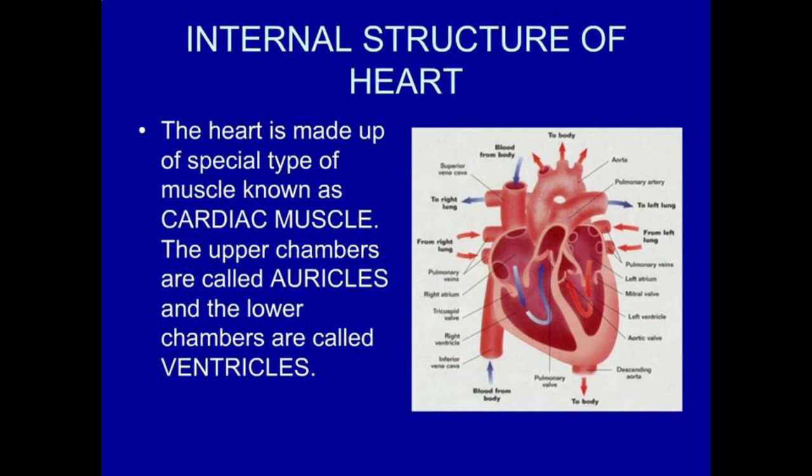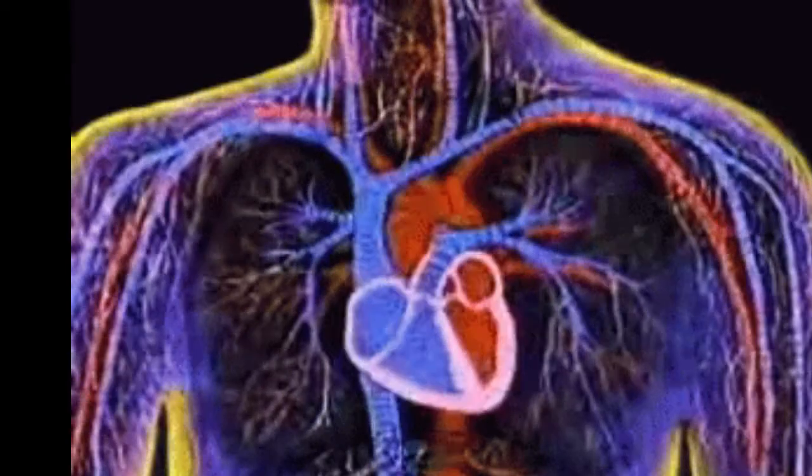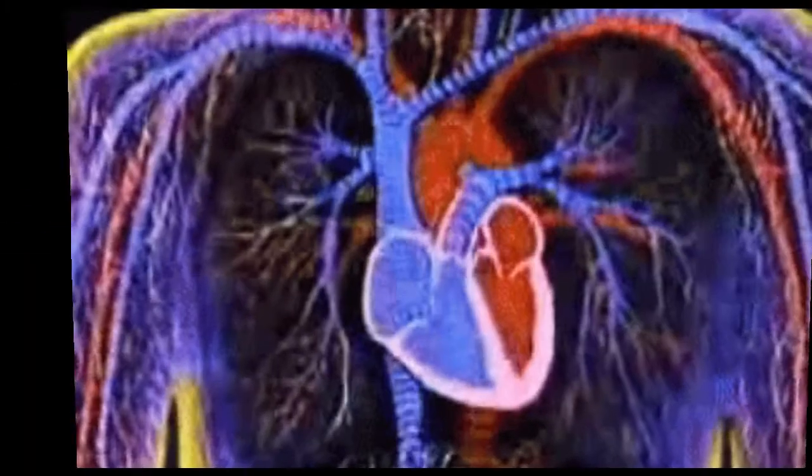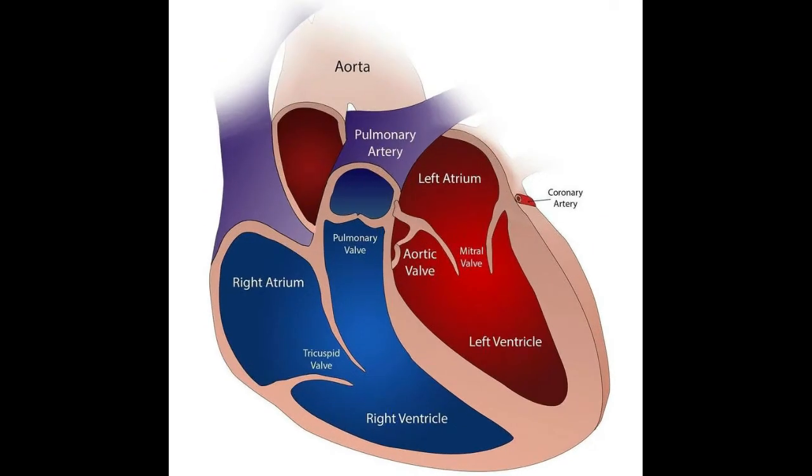The right atrium receives deoxygenated blood from the body and pumps it to the right ventricle. The right ventricle gets blood from the right atrium and pumps it to the lungs to load it with oxygen. The left atrium receives oxygenated blood from the lungs and pumps it to the left ventricle. The left ventricle is the strongest chamber of the heart. It pumps oxygen-rich blood to the rest of the body.